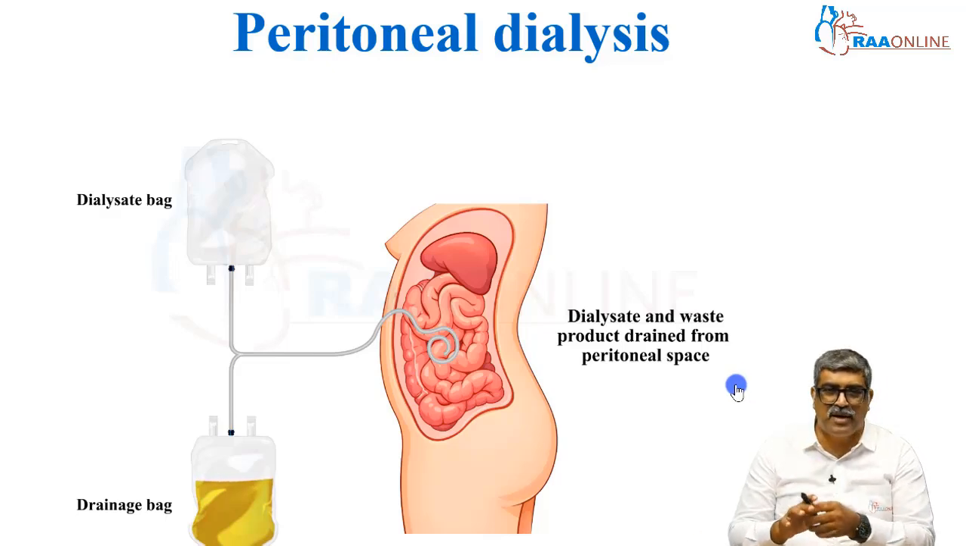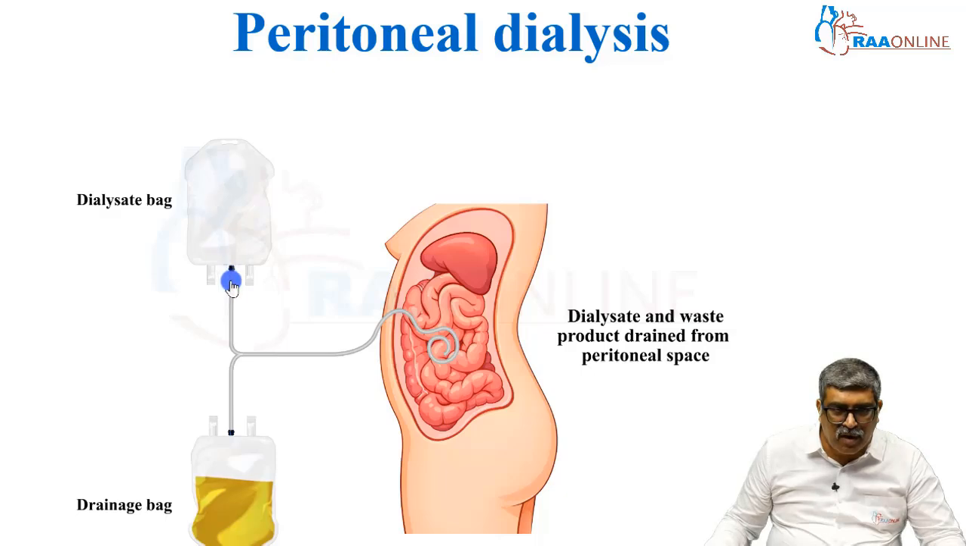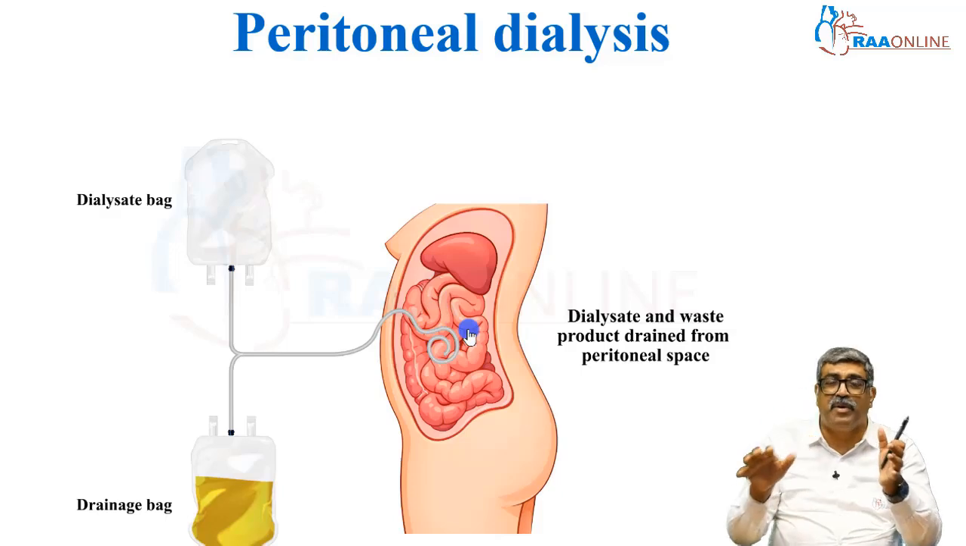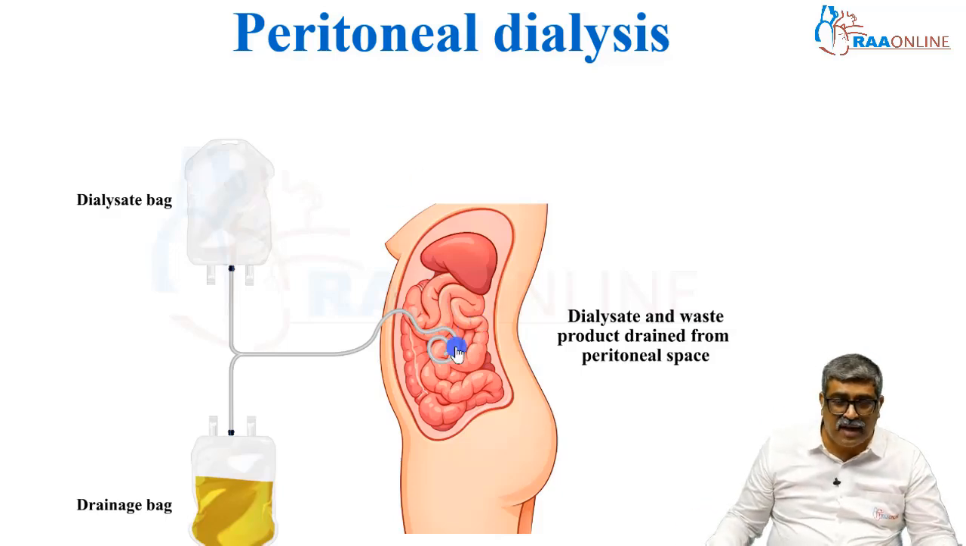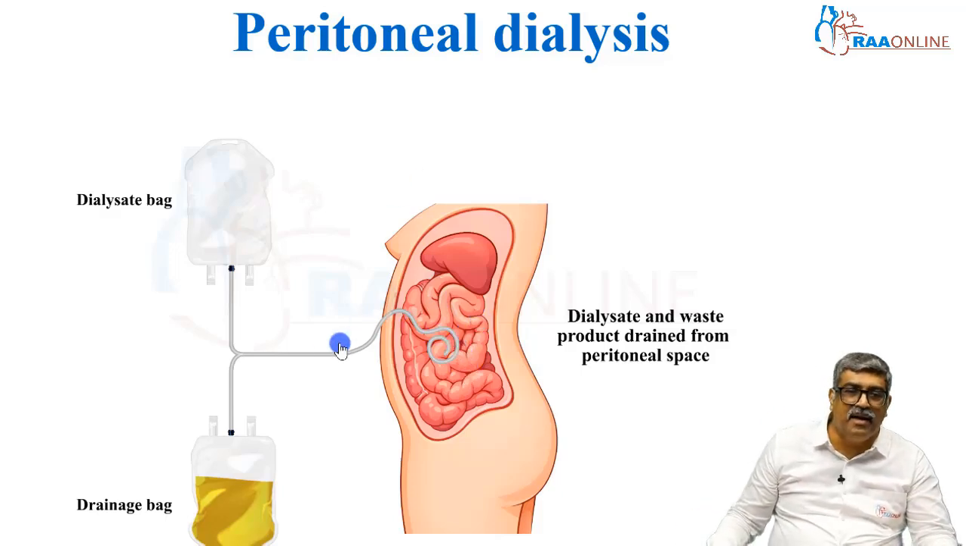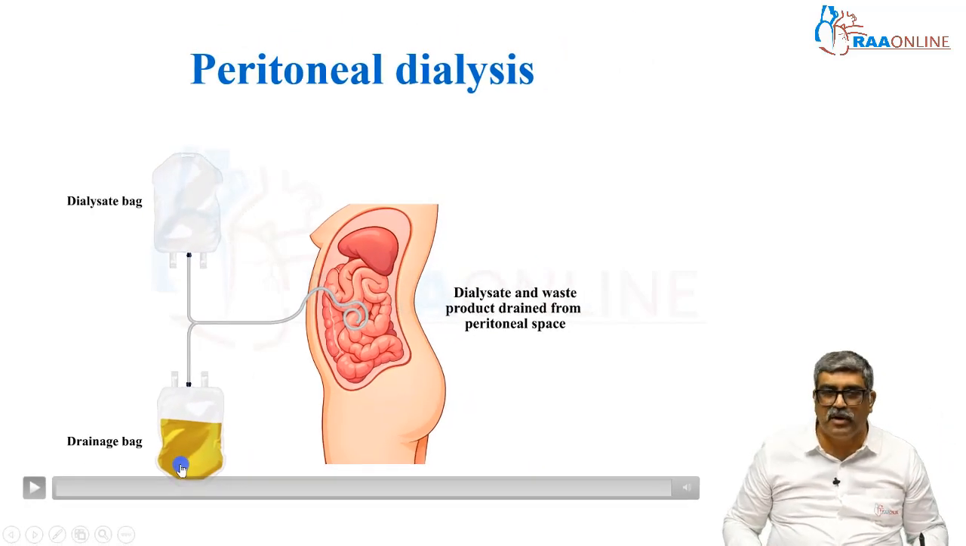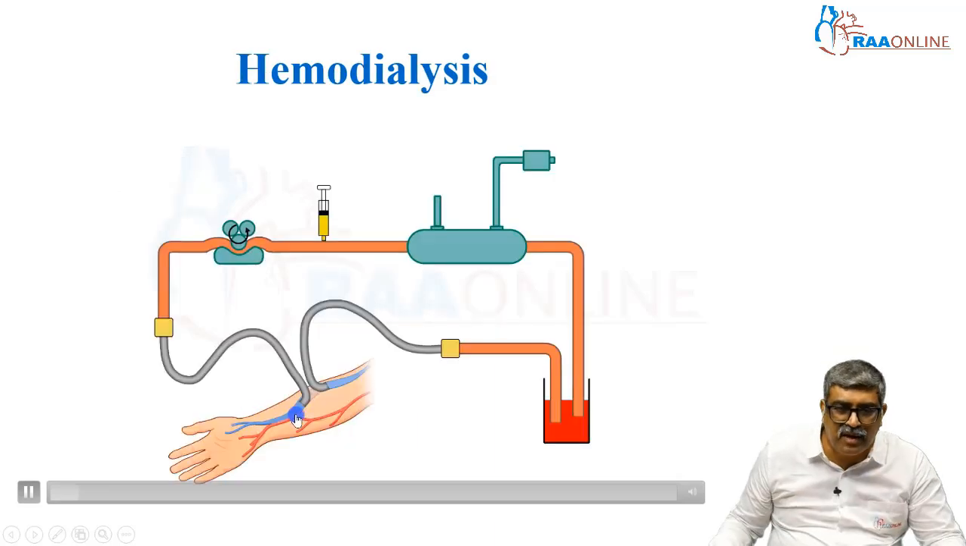This is peritoneal dialysis. You allow the dialysis fluid to go into the peritoneal cavity, allow the fluid to dwell, and it will remove the waste product. Your peritoneal membrane will act as the dialysate membrane and it removes the nitrogenous waste product, and then it drains into the bag and you can remove the excess fluid. That is peritoneal dialysis. Hemodialysis.